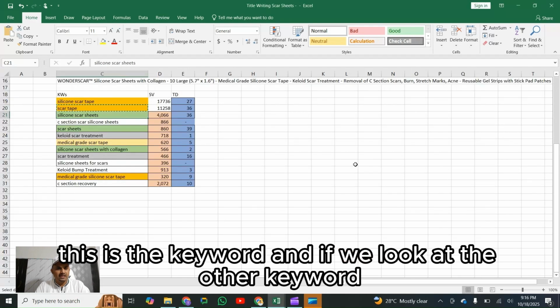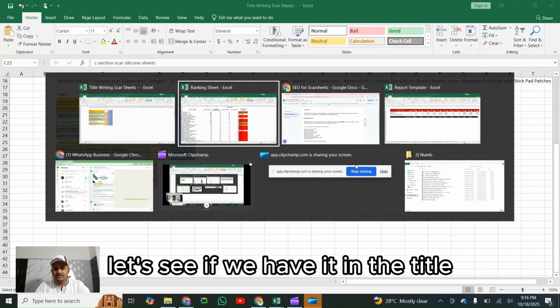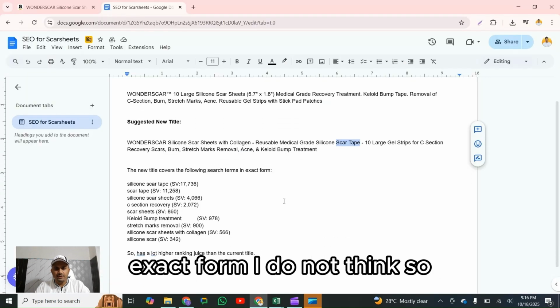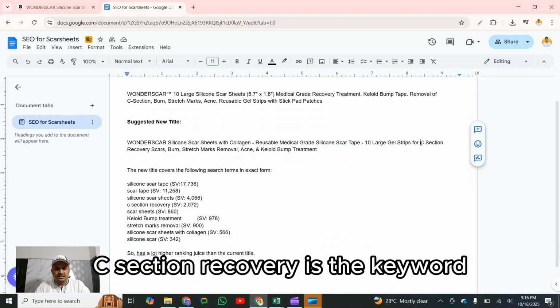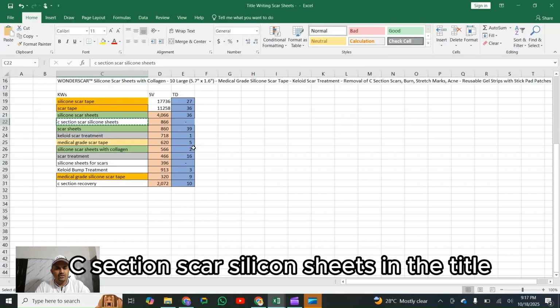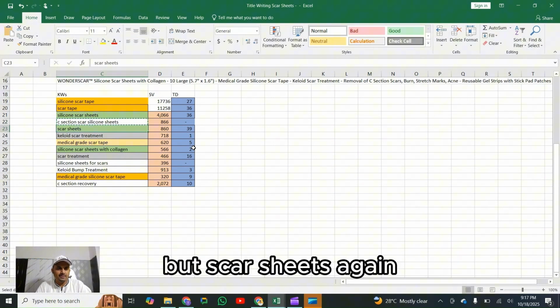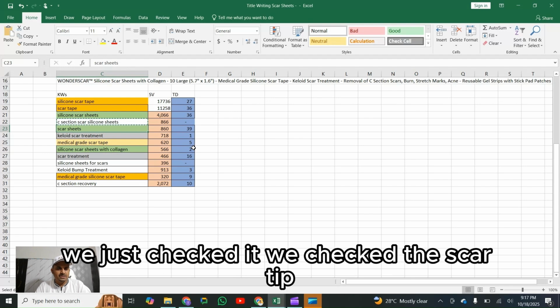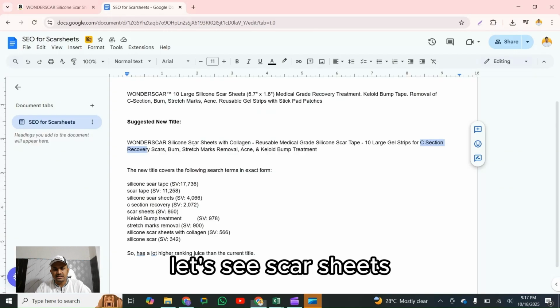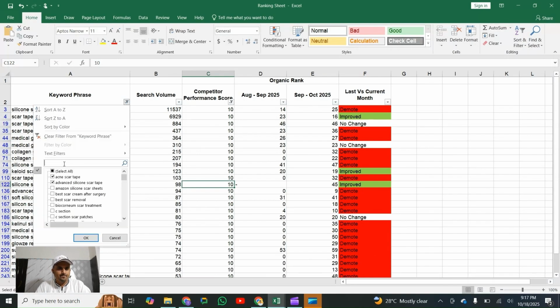And if we look at the other keyword, c-section silicone sheets, let's see if we have it in the title in exact form. I do not think so. C-section recovery is the keyword, but we do not have C-section scar silicone sheets in the title. So I'm not sure we'll be improving on that. But scar sheets, again, we just checked scar tape. Let's see scar sheets and see if we improved any ranks on it.